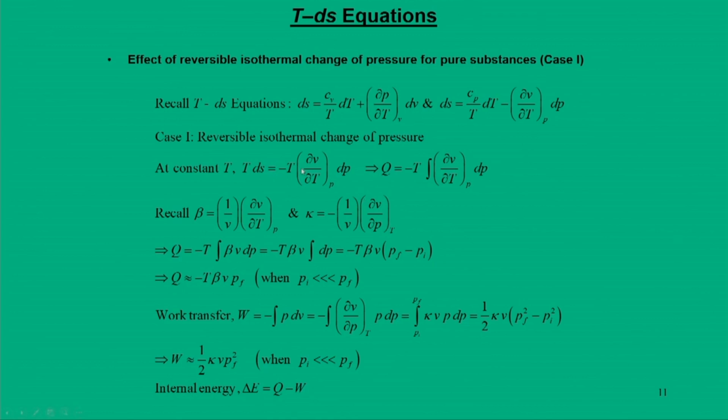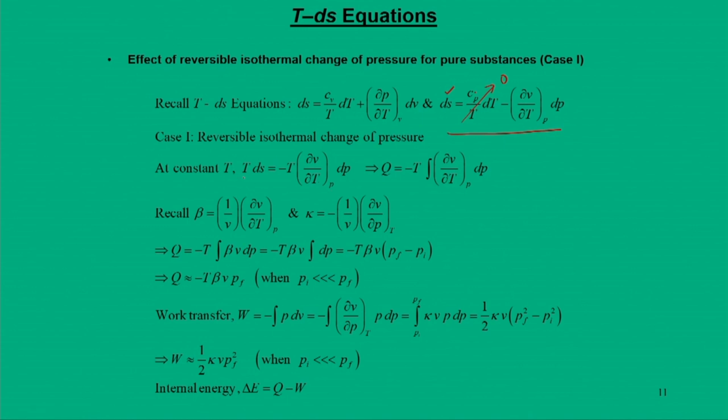So, you can recall these TdS equations. Here we will talk about the TdS equations in terms of pressure. We use the equation dS is equal to Cp by T dT minus (∂V/∂T) at constant P into dP. Now, a reversible isothermal change of pressure will lead to this first term going to 0. So, at constant T we can write TdS is equal to minus T (∂V/∂T) at constant P into dP.